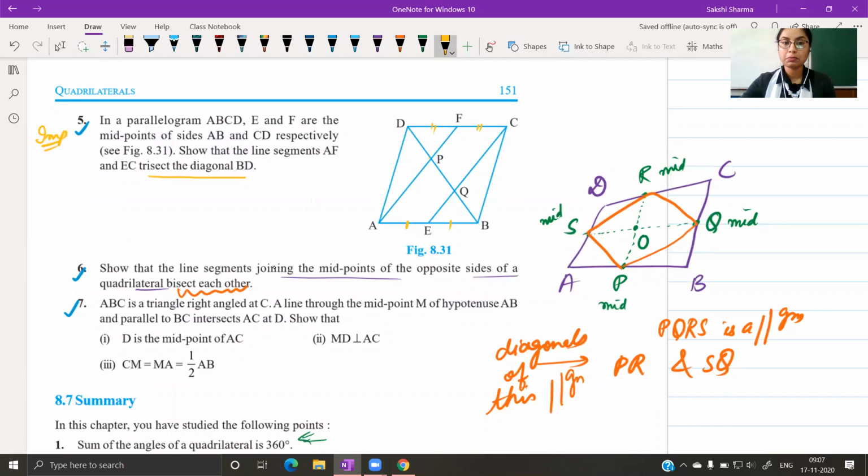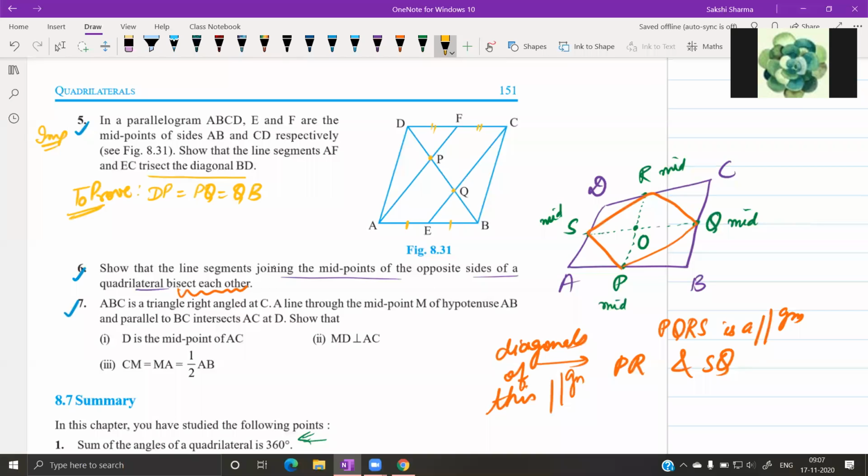When you draw the line segment AF, diagonal BD gets intersected at point P. The line segment CE intersects the diagonal BD at point Q. You have to prove that P and Q trisect this diagonal. So what you need to prove here is that the three parts that you can see of the diagonal BD are equal. This is what you want to prove.